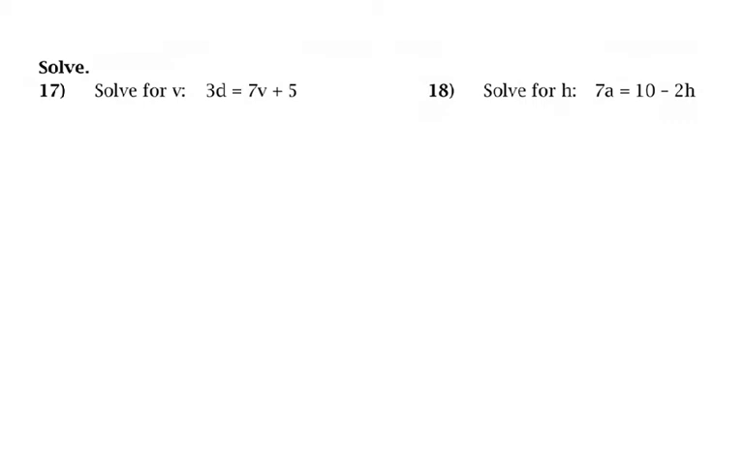So depending on how you learned how to solve a two-step equation, you're going to think about just saving this part. This term comes last. So I'm going to subtract 5. So I'm going to have 3d minus 5 is equal to 7v. I cannot do anything with 3d minus 5, so that's fine, just leave it. And now to get the v by itself, I have to divide by 7. So I'm going to divide the entire other side by 7.